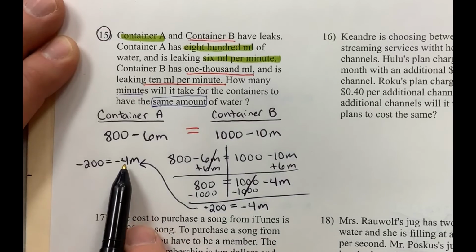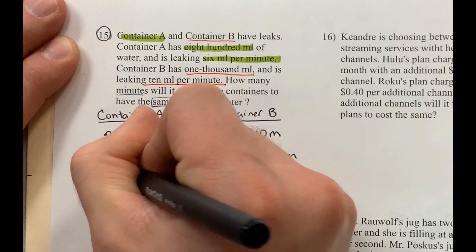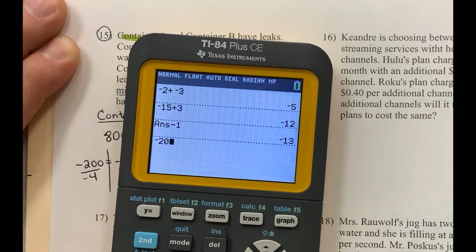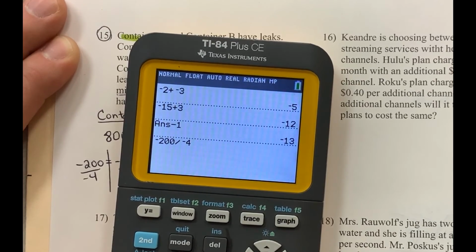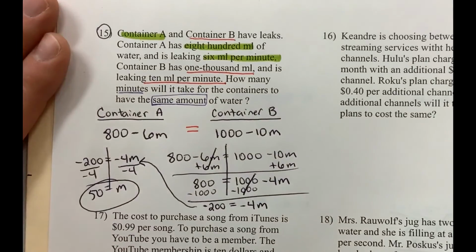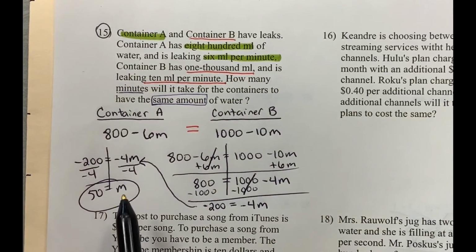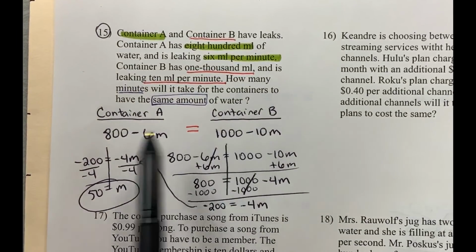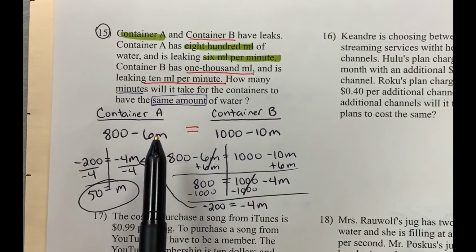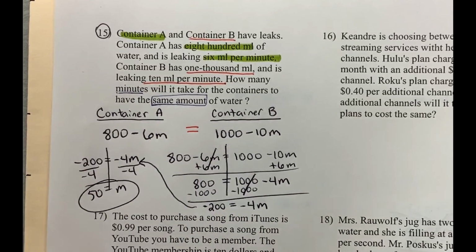Okay, move my coefficient to negative 4 times m, right? So in this case, I'm gonna divide both sides by negative 4. Negative 200 divided by negative 4 gives me 50. That's my answer. And what this means is at 50 minutes, both these containers, even though they start off at 2 different levels and they're leaking at different rates, they'll have the same amount of liquid or water inside of them.